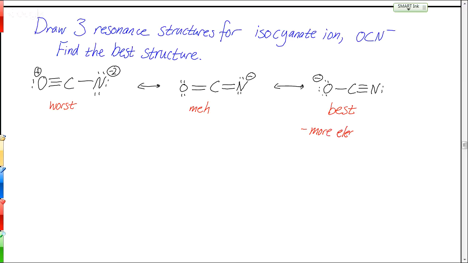the more electronegative atom, oxygen, has the negative formal charge. It doesn't necessarily work the other way, which is why we say it this way, but we want the more electronegative atom to have the negative charge. So between that one and the middle one, the one on the right is better, because on the one on the left or the one in the middle, the nitrogen has the negative charge instead of the oxygen.